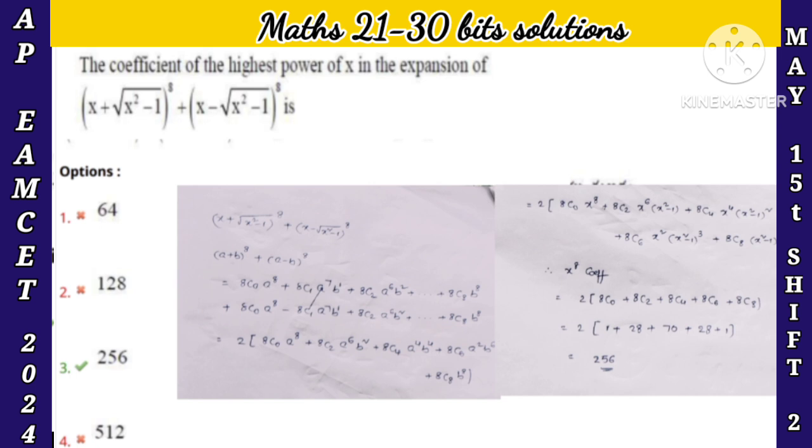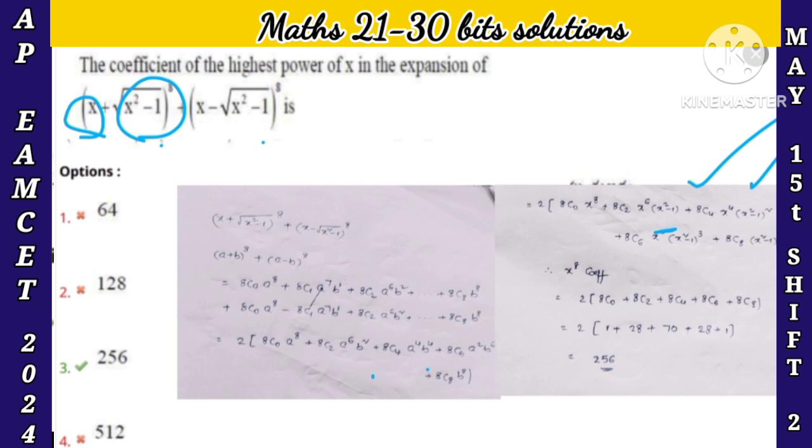Now taking the 2 common, you get 2 into all the even terms, since all the odd terms are cancelled here: 8C0 a^8, 8C2 a^6 b², 8C4 a^4 b^4, 8C6 a² b^6, 8C8 b^8. Now replace the a, b values: a is equal to x and b is equal to √(x²−1). b² is (√(x²−1))² which is x²−1, and (√(x²−1))^4 is (x²−1)², like that.